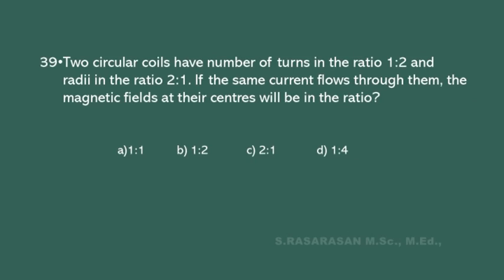Let's pass on to the next. 39. Two circular coils have number of turns in the ratio 1:2 and radii in the ratio 2:1. If the same current flows through them, the magnetic fields at their centers will be in the ratio. The ratio of the two magnetic fields at the center of the two circular coils, that is the aim of the problem.